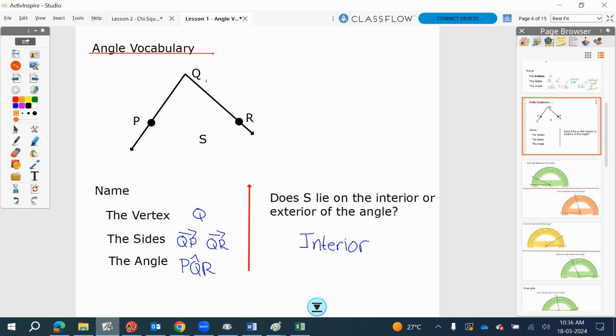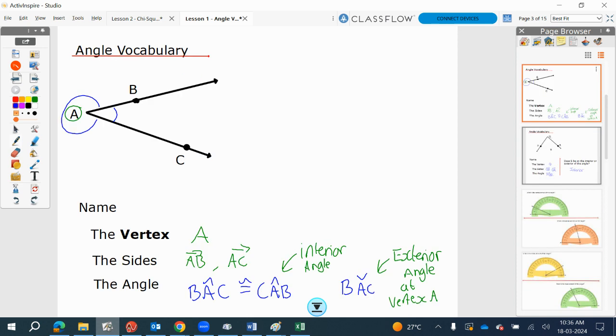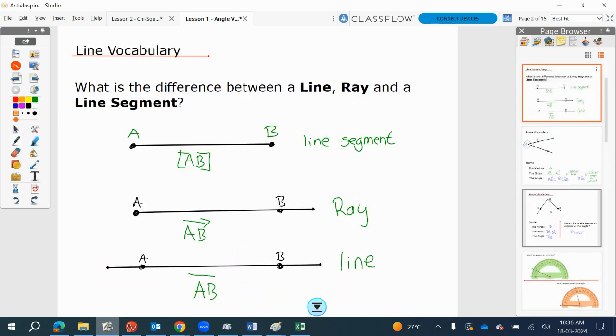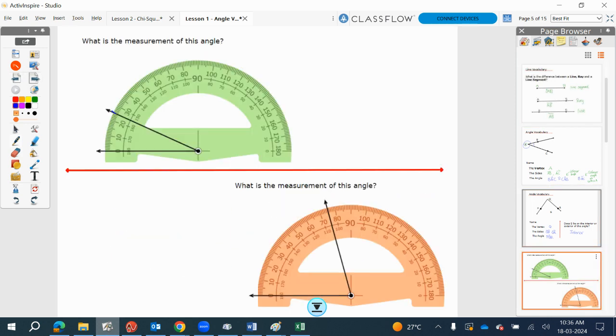Okay, so some key vocabulary there for angles: vertex, side, angle, how to describe them using notations, and then line, segment, ray, and line. Let's have a look at using a protractor.